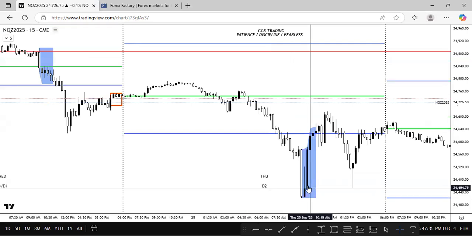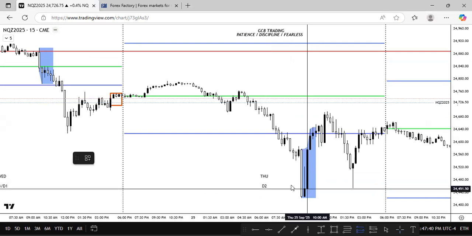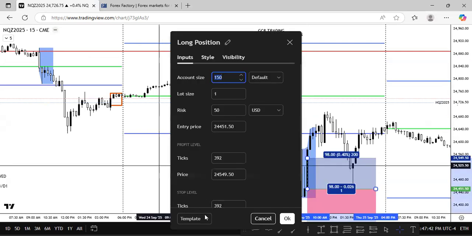So 10 a.m. candle. There's our trade, guys. Boom. And for me, it would look like this. There's our trade.